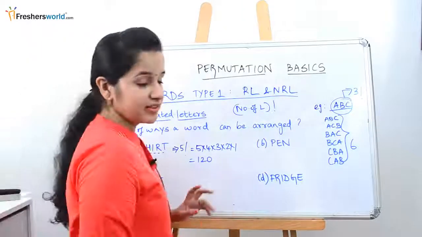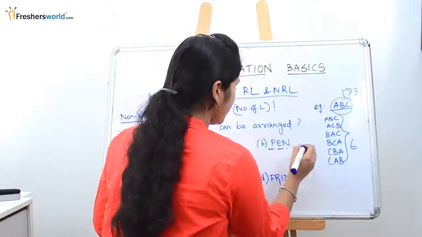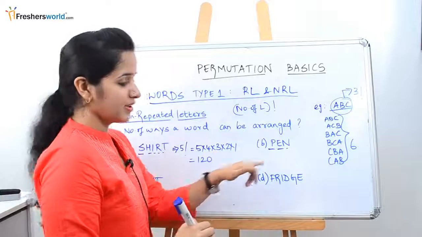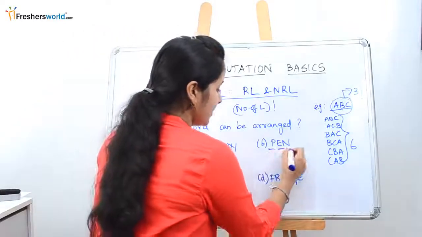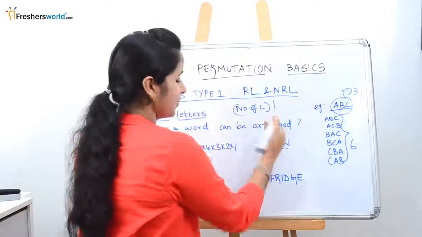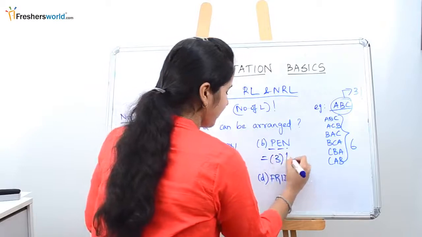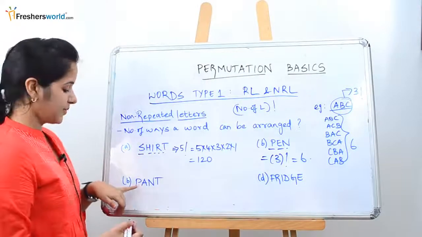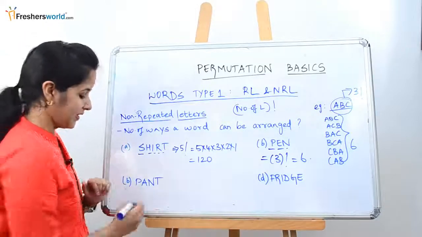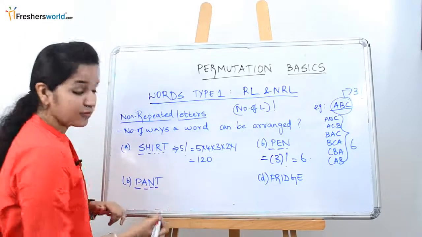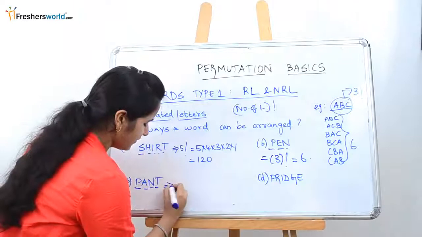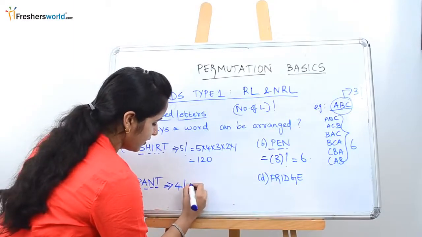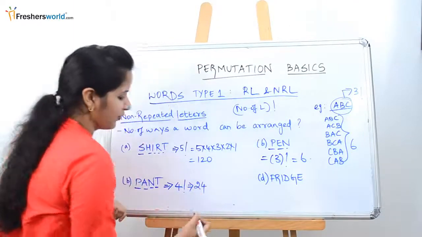So, let's take another example. They have asked how many ways a word can be arranged. Pen. There are 3 letters here. As per our formula, the number of letters is 3, so 3 factorial ways, which is nothing but 6. Let's take another example. They have given a word called pant. How many letters are there? 4 letters are there. So, what is the answer for this? It's 4 factorial. 4 factorial is nothing but 24.